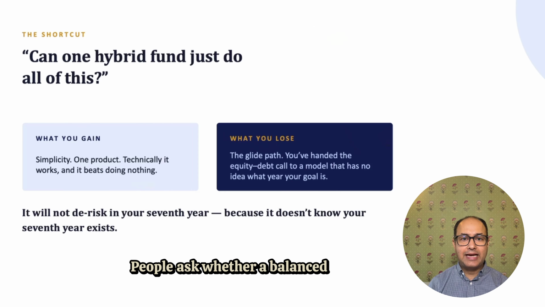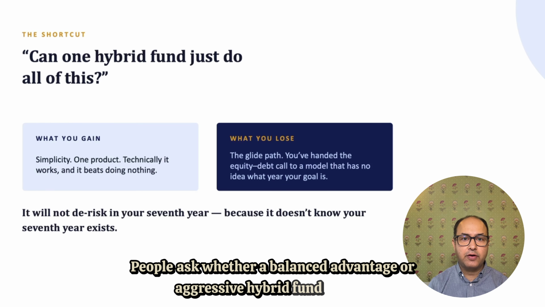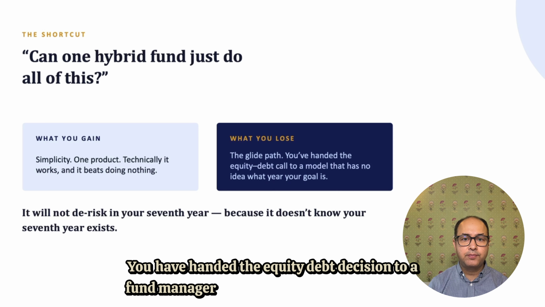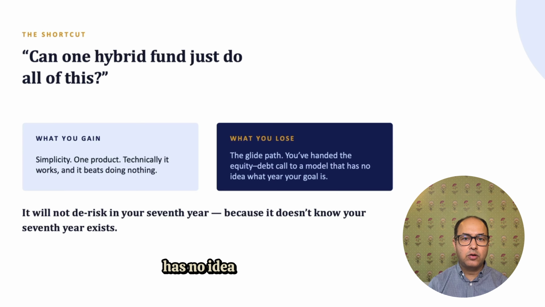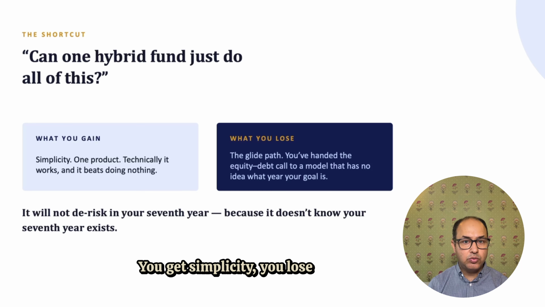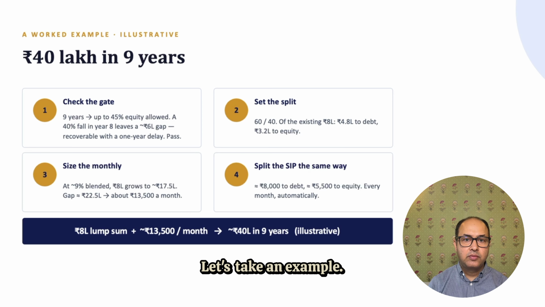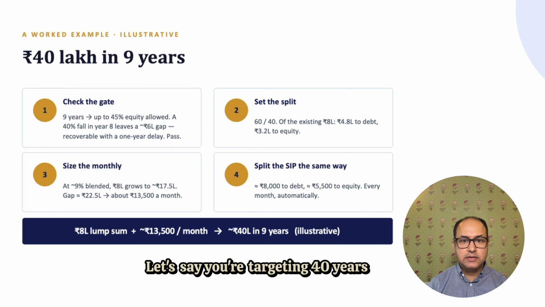People ask whether a balanced advantage or aggressive hybrid fund can do. You have handed the equity debt decision to a fund manager who runs a model portfolio and has no idea what year your goal is. You get simplicity, you lose the glide path. For a need goal, that's an expensive trade. Let's take an example. Let's say you're targeting 40 years in 9.